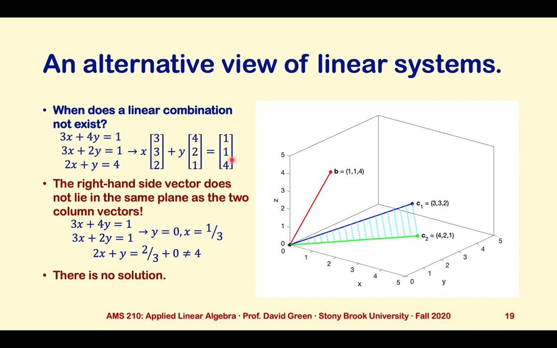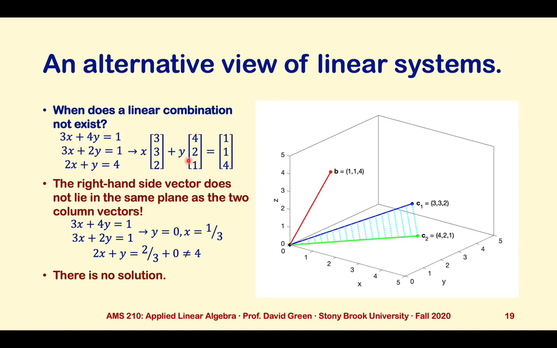Let's plot all of those. Column 1, (3, 3, 2), in 3-dimensional space sits here. Column 2, (4, 2, 1), sits here. The right-hand side, (1, 1, 4), is here. This is a system that doesn't have a solution. There is no way that we can express this.